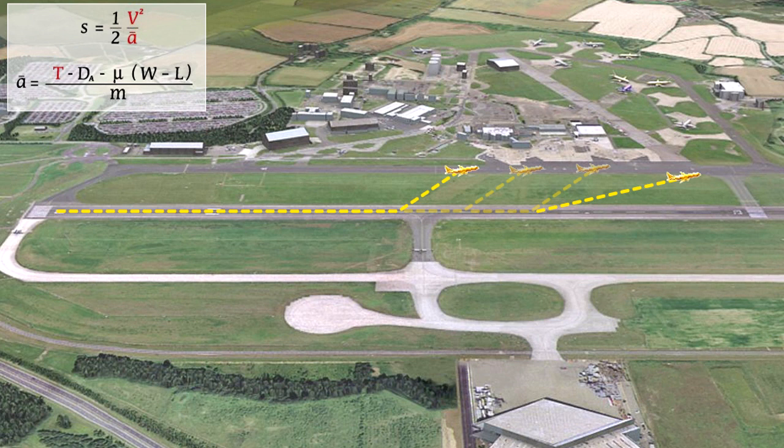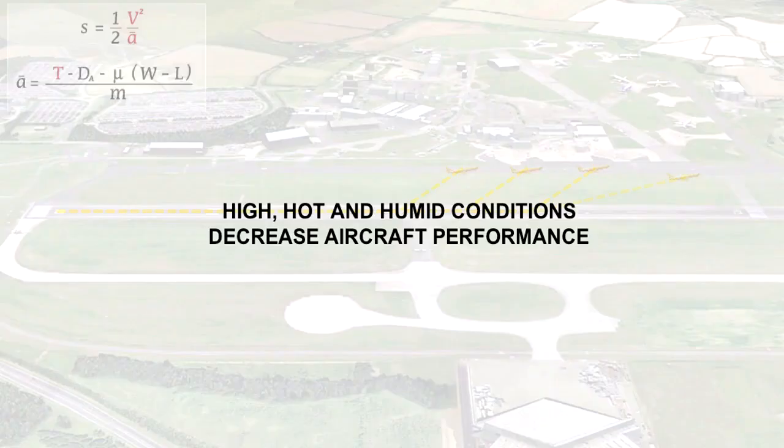Since aeroplane performance is affected by the air density, it is important to understand and anticipate what conditions lead to changes in air density and thus aeroplane performance. Although the full explanation is outside the scope of this course, high temperatures, high altitudes, and high humidity will all decrease the density of the air, and therefore decrease the takeoff performance. A useful statement to memorize is that high, hot, and humid conditions decrease aircraft performance.